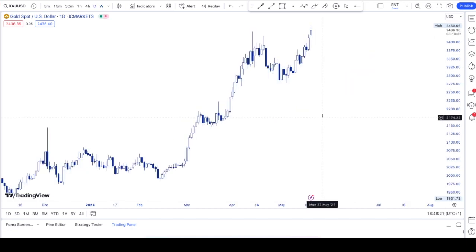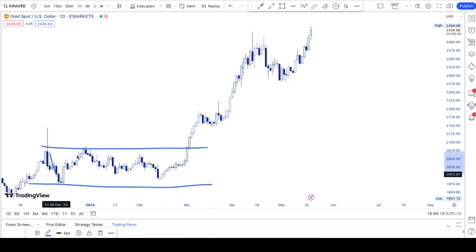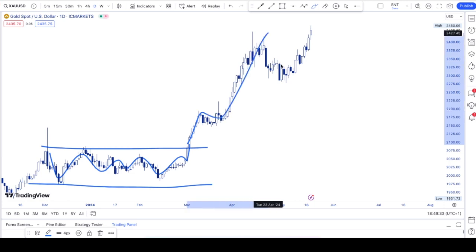So as we zoom in to gold, we can see that price is making new all-time highs, topping out at around $2,450 per ounce. We can see at the beginning of the year, between December and March, gold was consolidating, showing us sideways price action. We actually broke out of this consolidation at the beginning of March, and ever since we've been making higher highs and higher lows, pushing to the upside on a journey of price discovery, since price has never been at these levels ever in history.